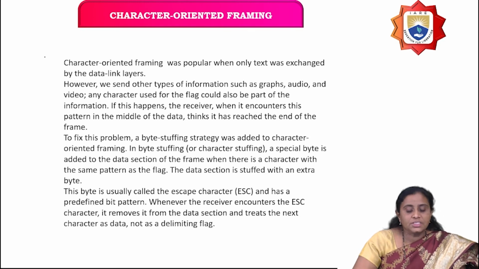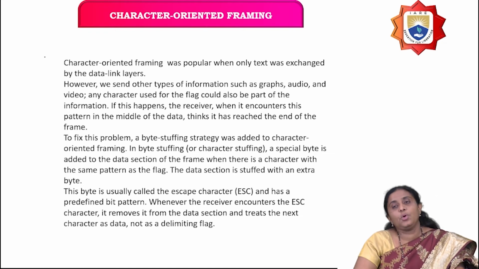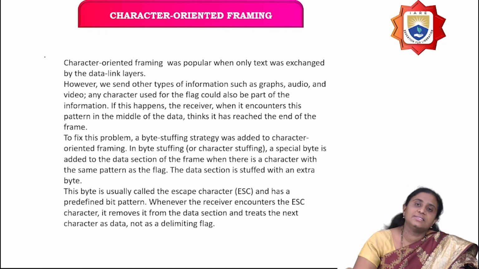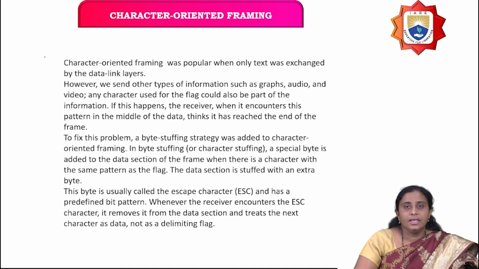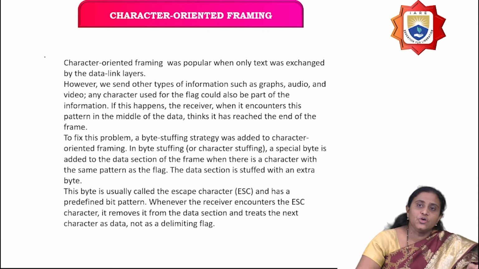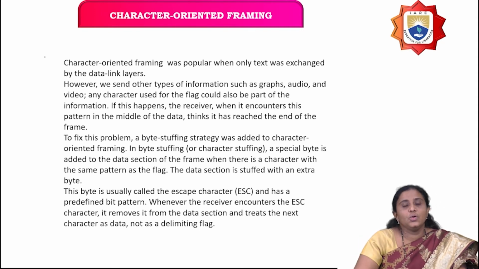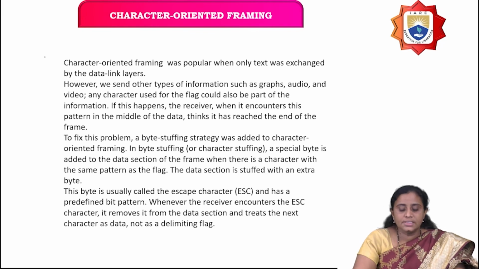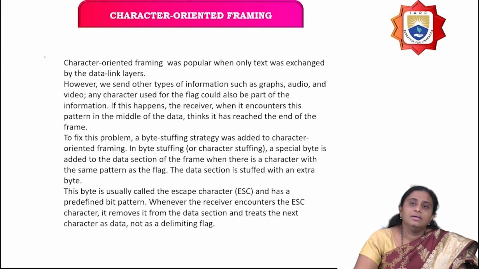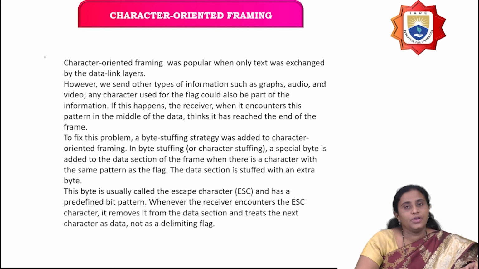Character-oriented framing was popular when only text was exchanged by the data link layers. However, we can send other types of information such as graphs, audios and videos by means of the data link layer. If this happens, the receiver, when it encounters this pattern in the middle of the data, thinks it has reached the end of the frame.